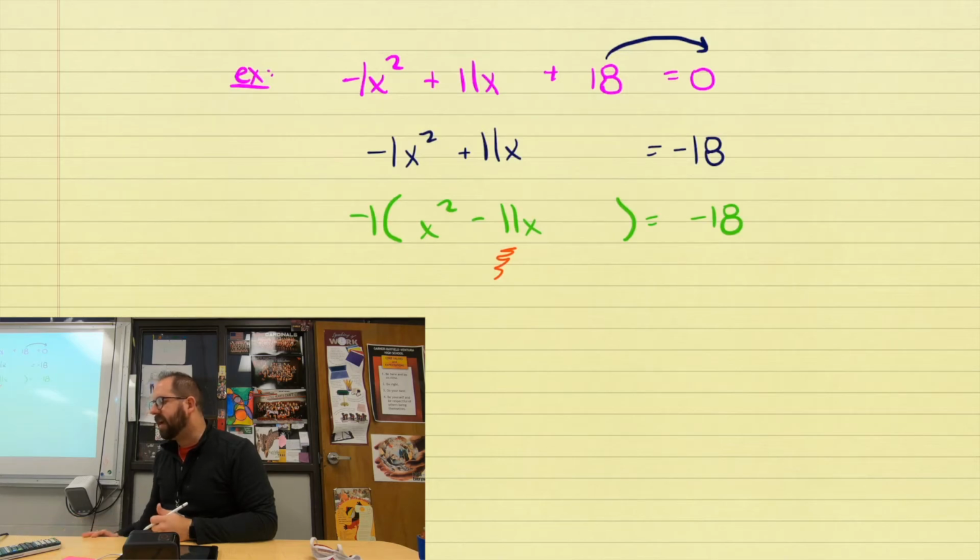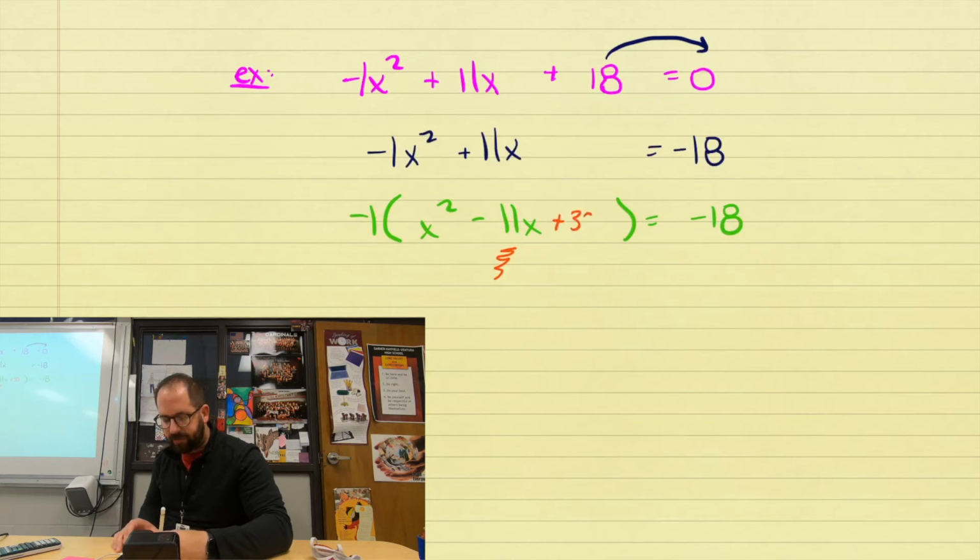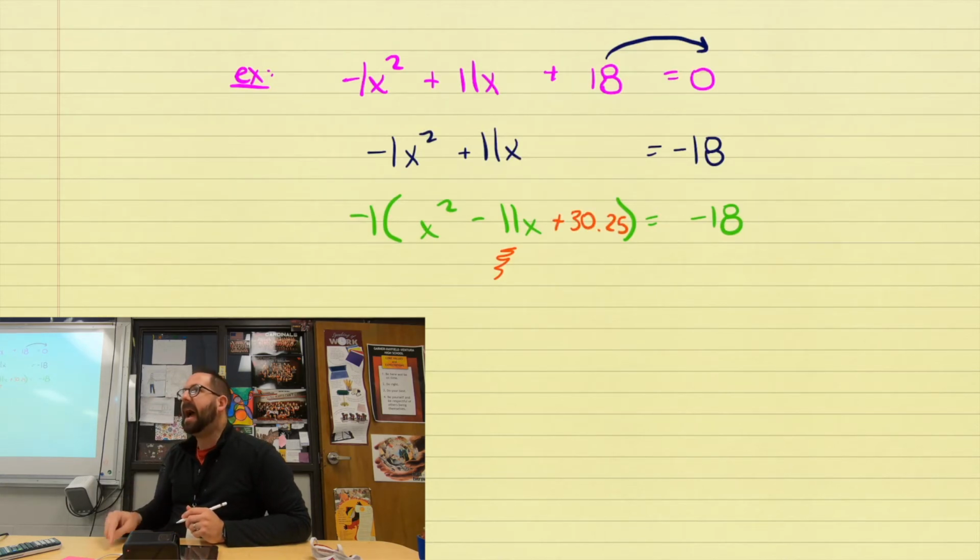So 5.5 squared. That number turns out to be 30.25. That's half the middle squared. Half the middle is technically -5.5, but when I square it, it turns positive. That is not the number that I'm adding across.